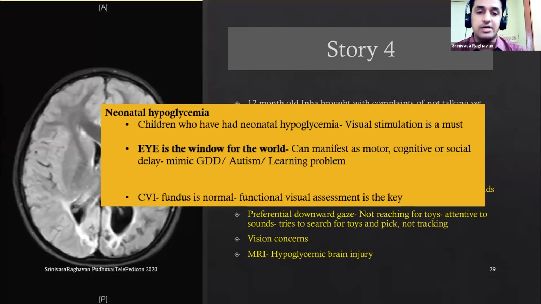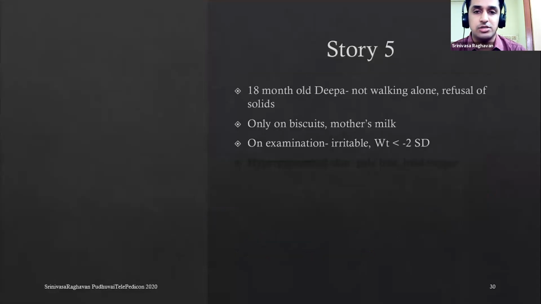So CVI, cerebral visual impairment, should always be considered in a child with vision impairment. Remember, fundus examination can be normal, and hence a functional visual assessment must be done by a trained ophthalmologist. This is the story of Deepa, who's an 18-month-old who has come with complaints of not walking alone and feeding issues.